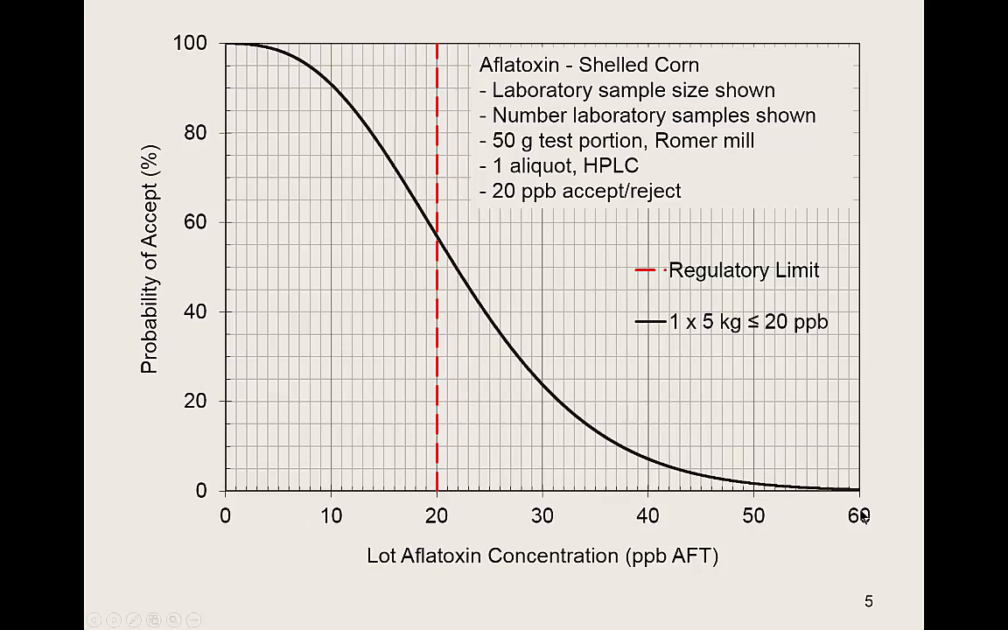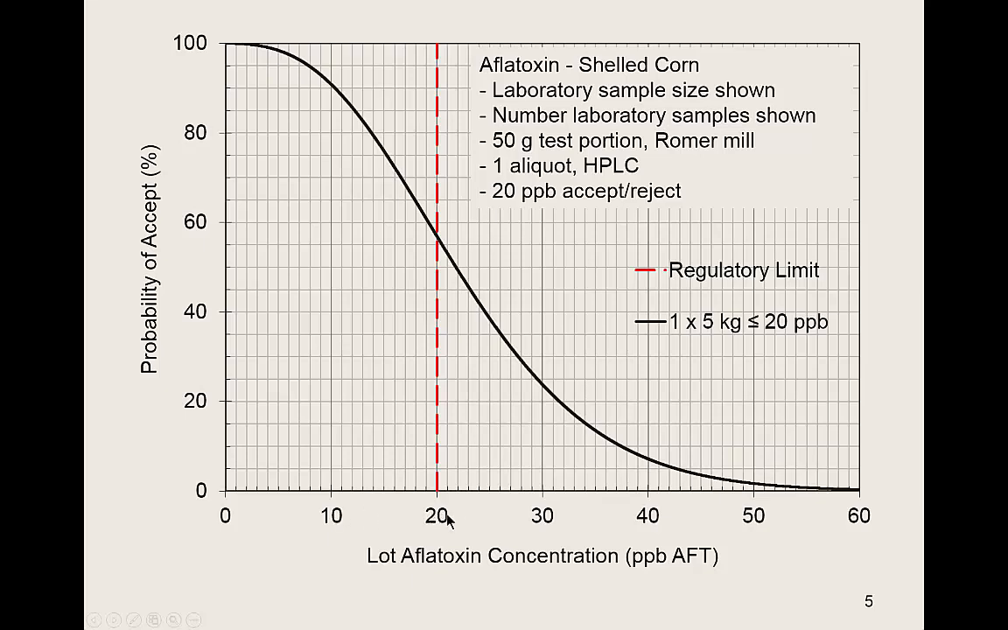The axis on the bottom is lot aflatoxin concentration in parts per billion, total aflatoxin. The y-axis shows the probability of accepting the lot. So for a lot that is truly at 10 ppb, if you go up, it crosses here, and that's 90%. So this testing plan should accept 90% of all lots that are truly at 10 ppb.